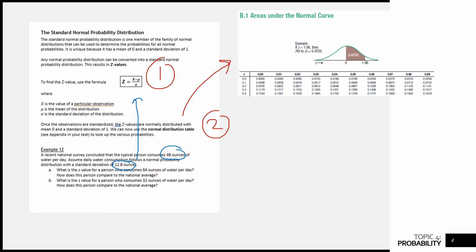Now for A, what is the Z value for a person who consumes 64 ounces? So 64 here is your X. Remember, what is X? You need to define the variable first. X is the amount of water consumed by the average person. That is your random variable. Remember, when you want to say what X is, it is not a number, it is a statement. So in this question, X is the amount of water consumption. For part A, your X is 64.